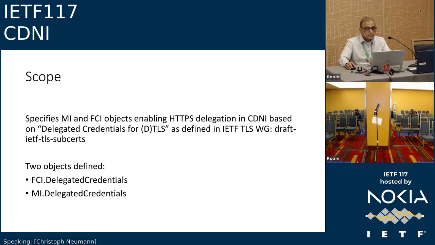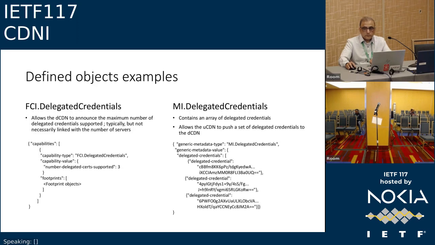Next slide. So here you see two examples for those two objects. The FCI delegated credentials is mostly there to announce the maximum number of delegated credentials that the downstream CDN supports. And the MI delegated credential is just an array of delegated credentials where each delegated credential is encoded in base64. And that's it, basically, quite simple. Next slide.